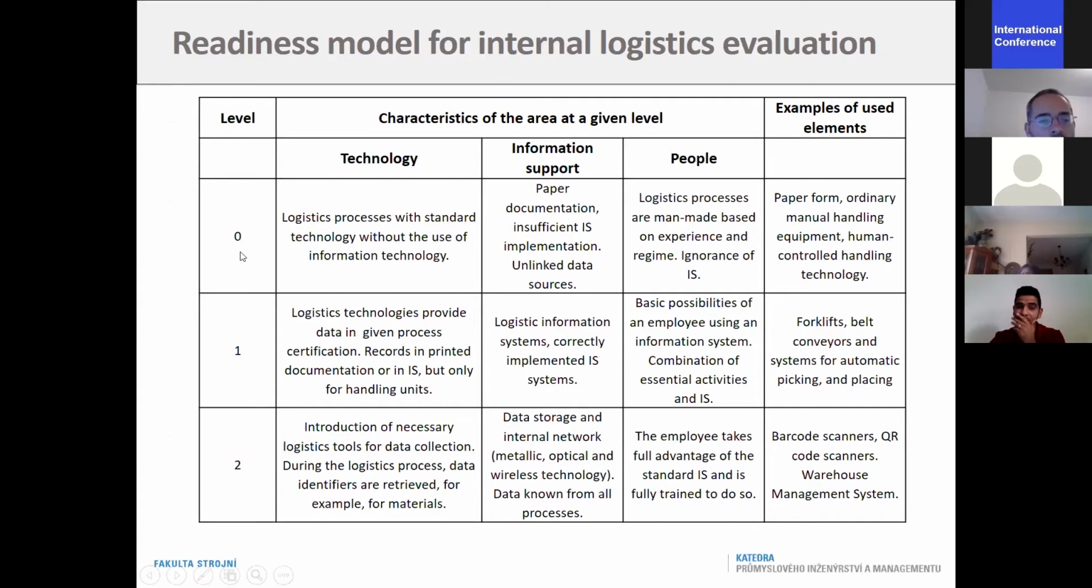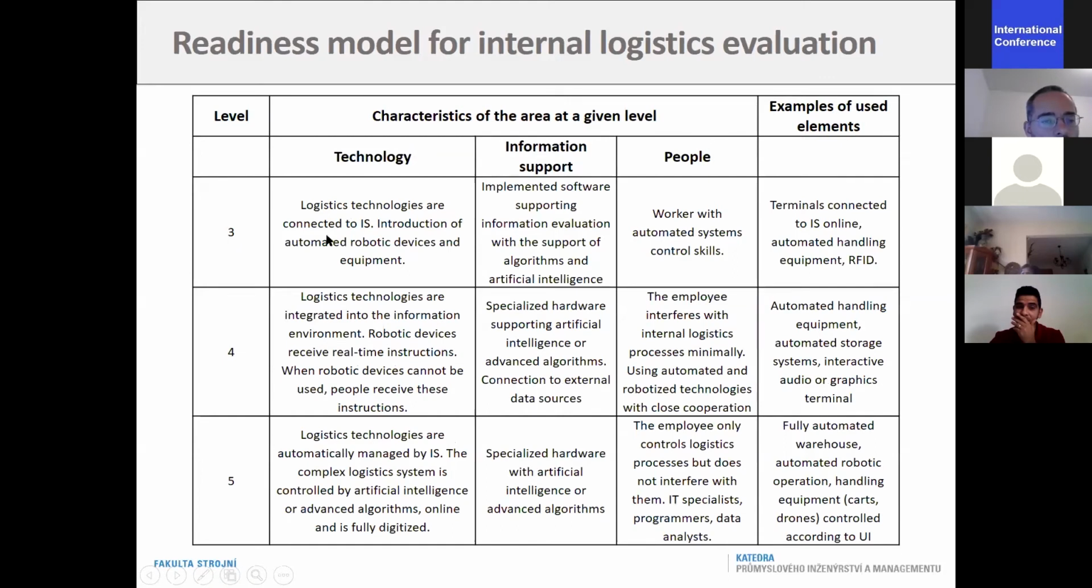You can see on level 0, there are logistic processes without the use of information technology. And you can see from 0 to, let's say, 5, these technologies are getting more and more sophisticated. We have on level 1 printing documentation. On level 2, some data collection is being deployed. On level 3, logistics is connected to information systems. On level 4, logistics is integrated into the whole environment.